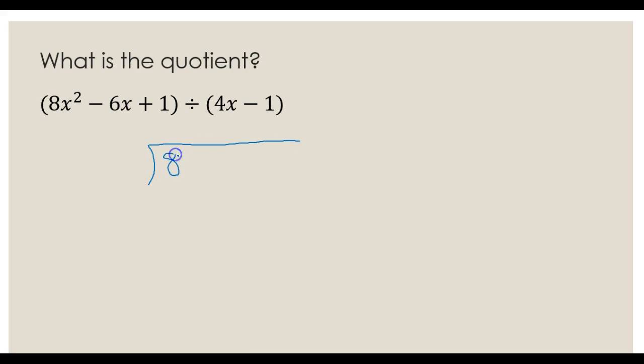Inside we're going to put what we're dividing into, 8x squared minus 6x plus 1. Remember, we have to have a column for each of the exponents of x. So we've got an x squared, so there has to be an x to the first power column, which we have with the 6x, and the column with the x to the 0 power, which we have with that 1.